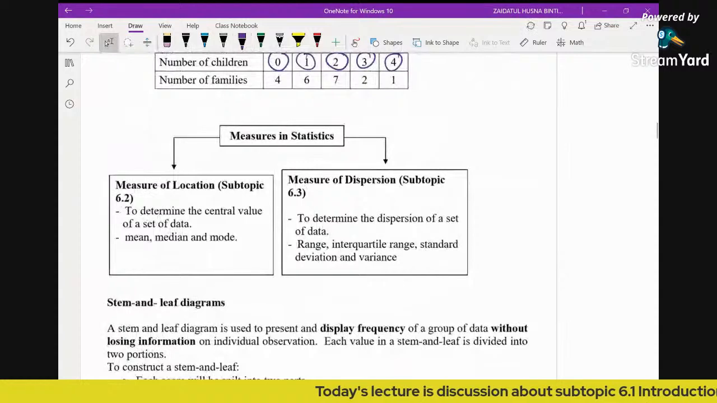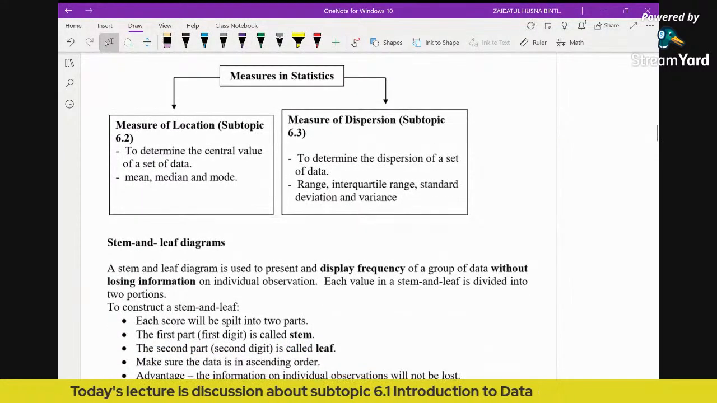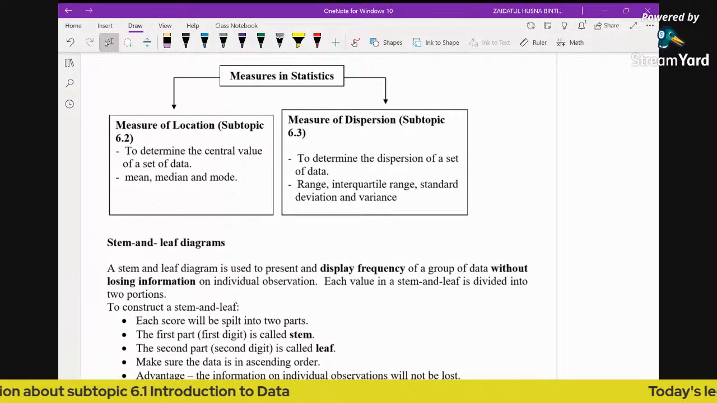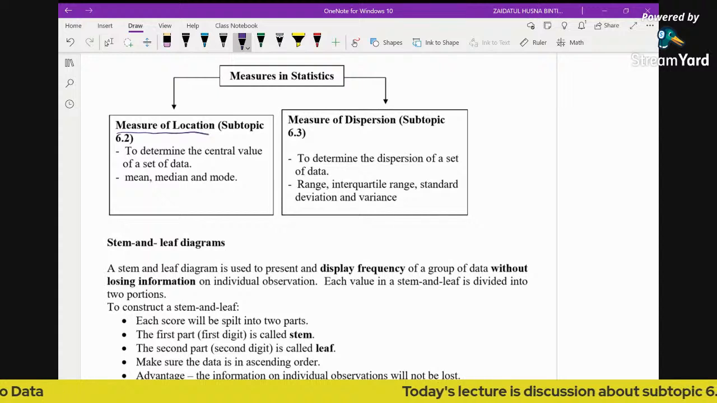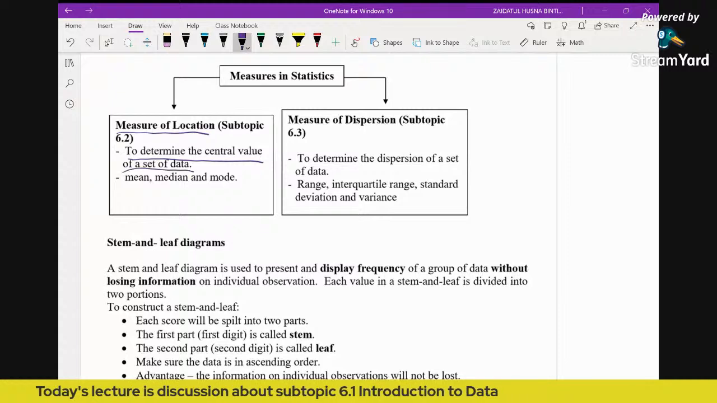Okay, so we are going to discuss the measures. In statistics, there are two different types of measures, which will be discussed in the next subtopic. One is the measure of location. These measures are used to determine the central value of a set of data.